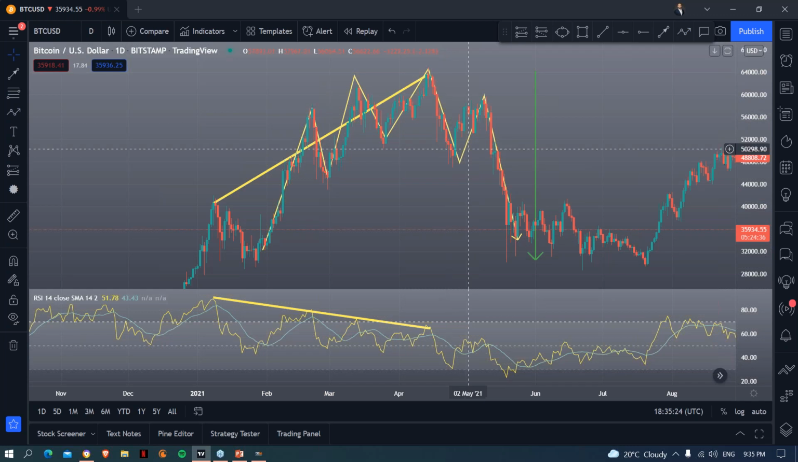But this pattern gives us a kind of late signal. So the only way we can actually trust this pattern is when the neckline is broken, which is this line right here.